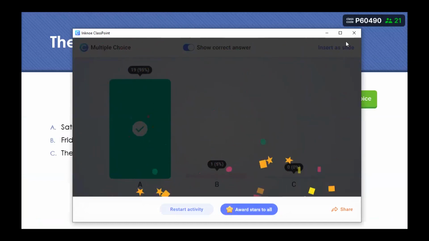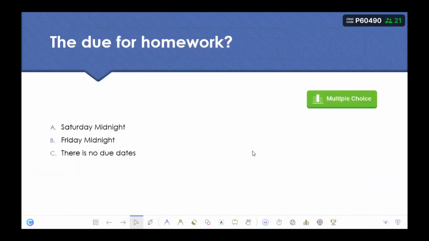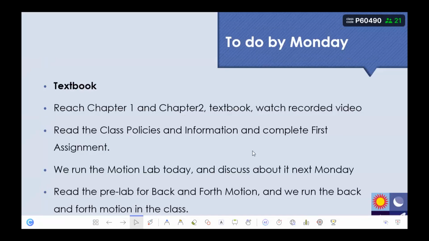Great. And then I just explained what you're supposed to do for Monday. The to-do list for Monday: read chapter 1 and chapter 2 of the textbook, and watch the recorded video. Read the class policy and information, and complete the first assignment. What is the first assignment? If you go to discussion, I have put the first assignment in your detail. Just read this policy and write, I have read the class policy and information, in the discussion part. You will get 10 points.